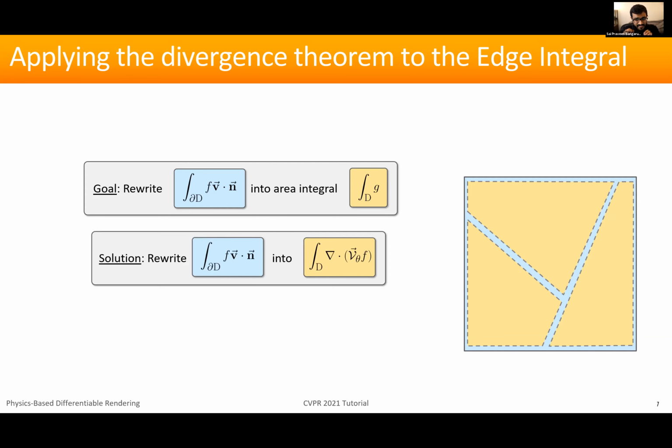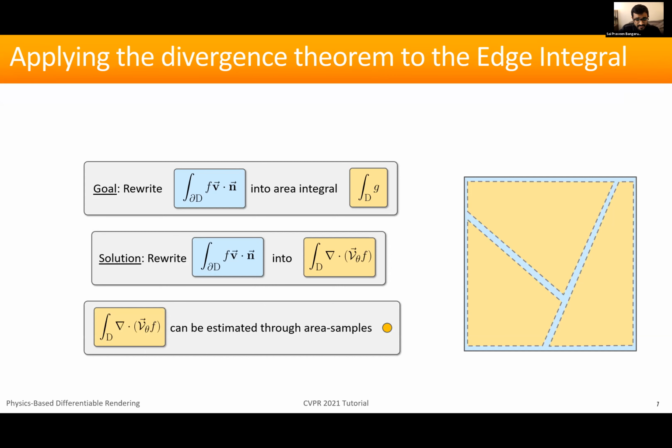But we run into a subtle problem here. The vector v that we get from the Reynolds transport theorem is only defined on the boundary shown in blue in the illustration. That means that we must use a different quantity defined over the continuous set D, and we refer to this as the warp field v theta. But assuming that we can find such a field v theta, these two integrals are now equivalent. But the key advantage is now you can estimate this quantity using just area samples, which are usually just the rays that you use for forward rendering.